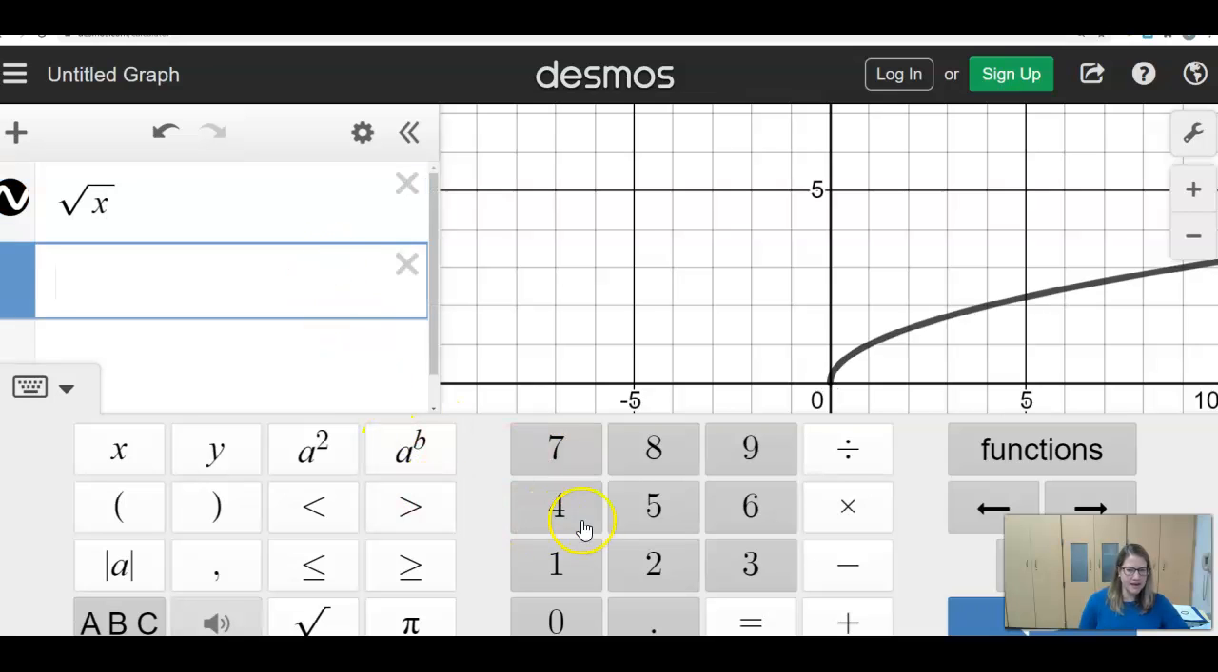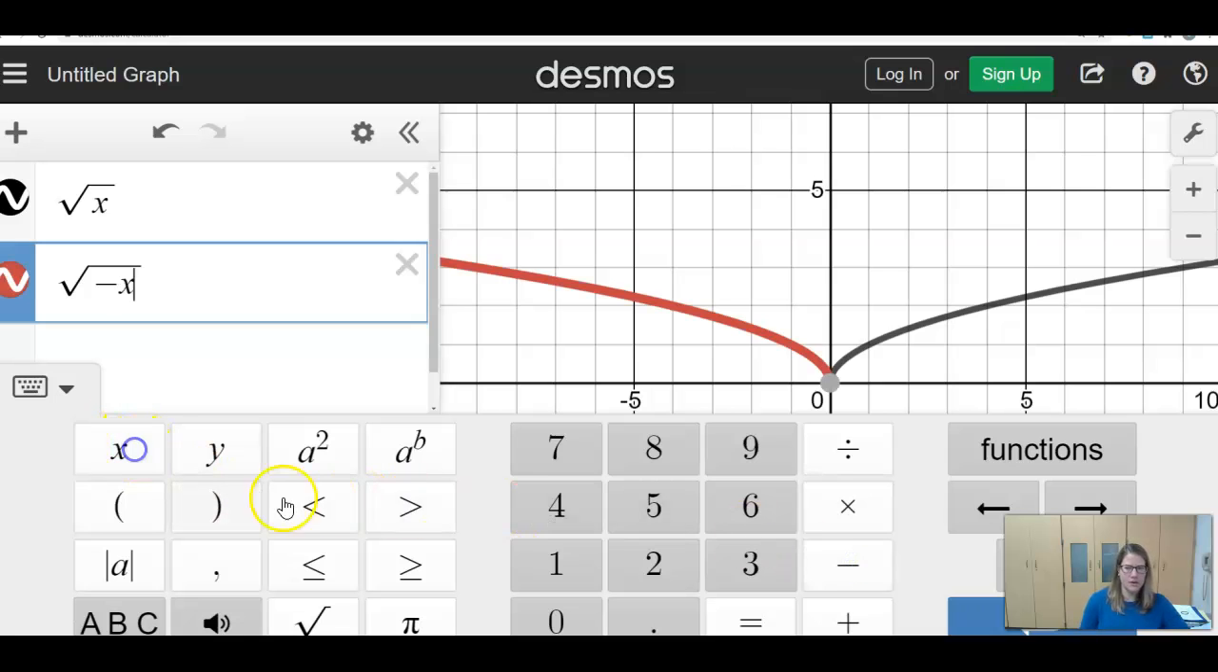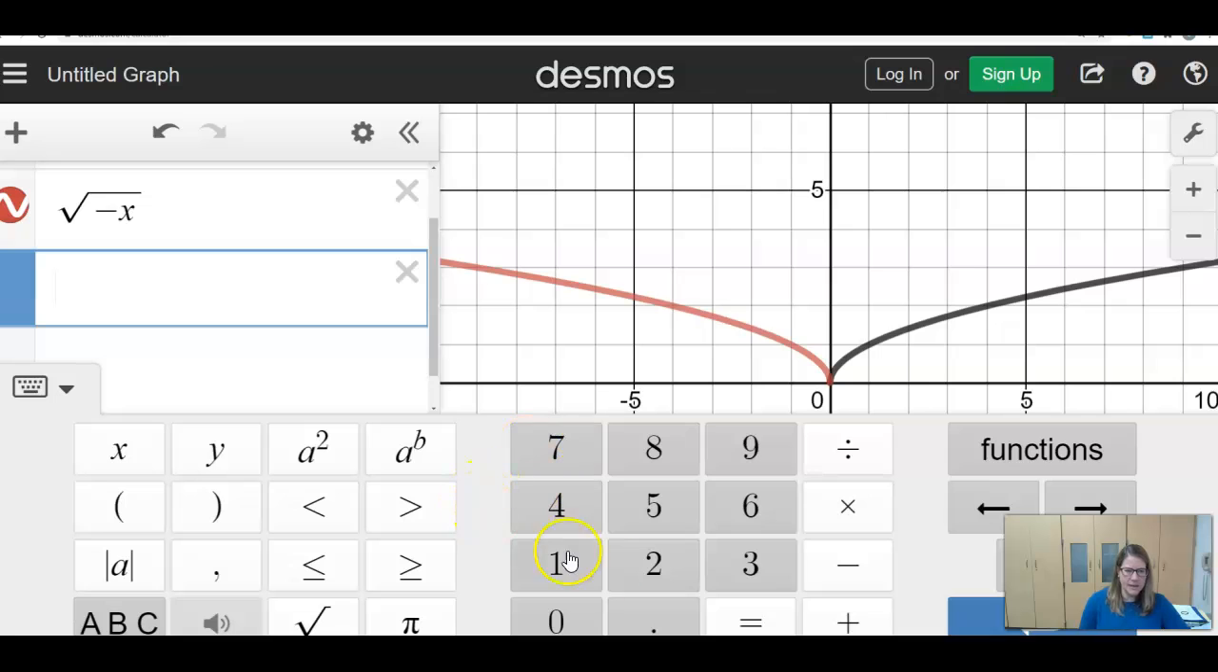If I put the negative on the inside of the square root, so square root of negative x. Now notice that it reflected, but it reflected across the x-axis, or sorry, no, the y-axis that time. Last time it was reflecting across the x-axis. I think I said that wrong. So this one reflects across the y-axis. It reflects side to side. So remember, everything that happens on the inside with x is a side-to-side change, and the reflection is the same thing. It is a side-to-side reflection. And then if it's on the outside, it's going to be an up and down reflection.